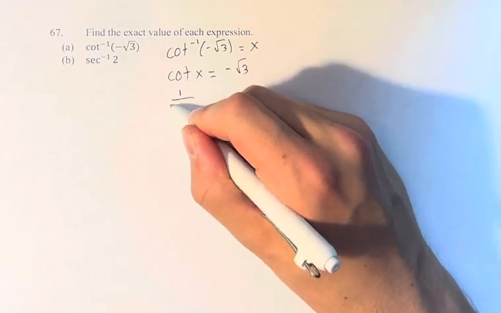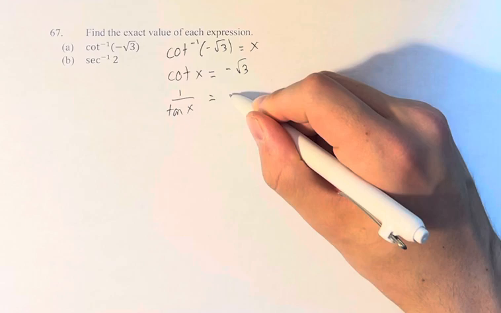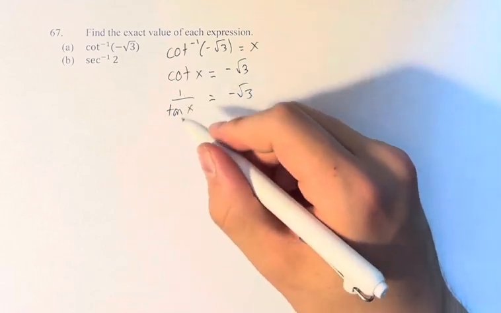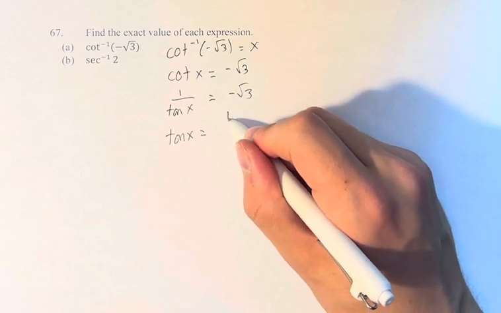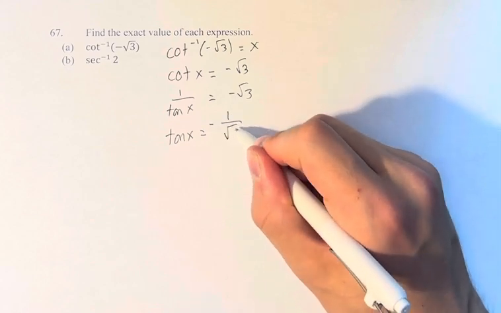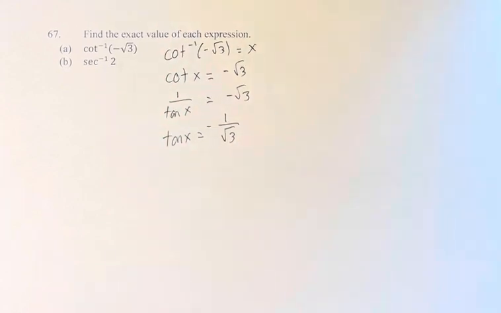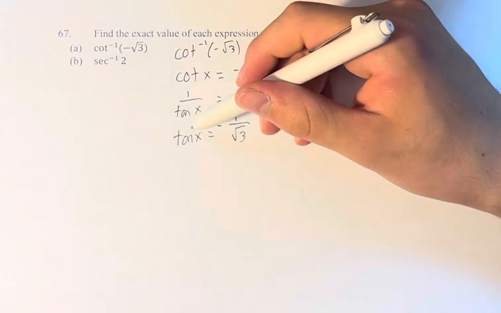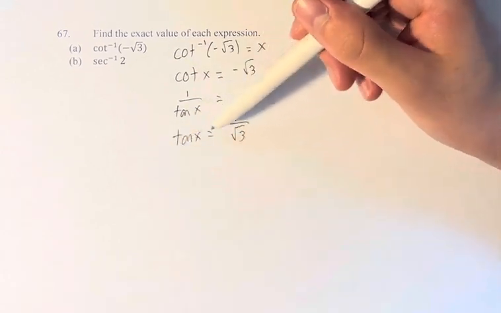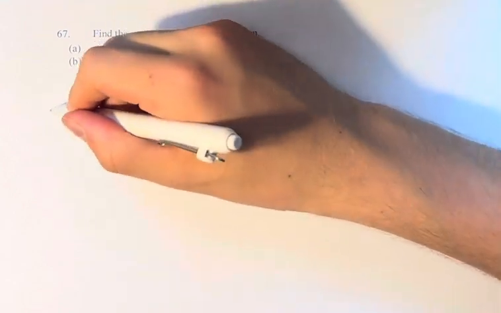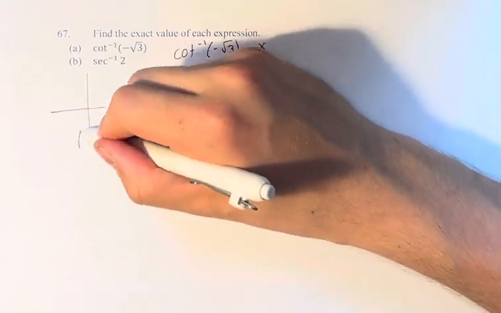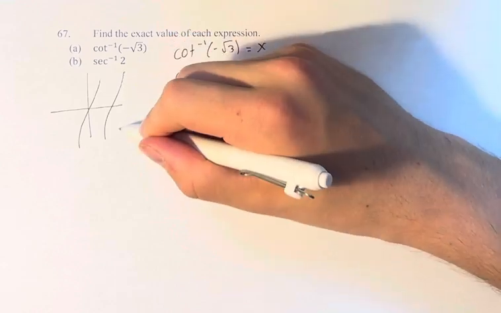Since this is 1 over tangent of x is equal to the negative square root of 3, tangent x itself equals, we can swap these, 1 over negative square root of 3, which is negative 1 over the square root of 3. So we have to find a value of x for which tangent of x equals negative 1 over the square root of 3. However, there's infinitely many values of that because the tangent function looks like this, right?